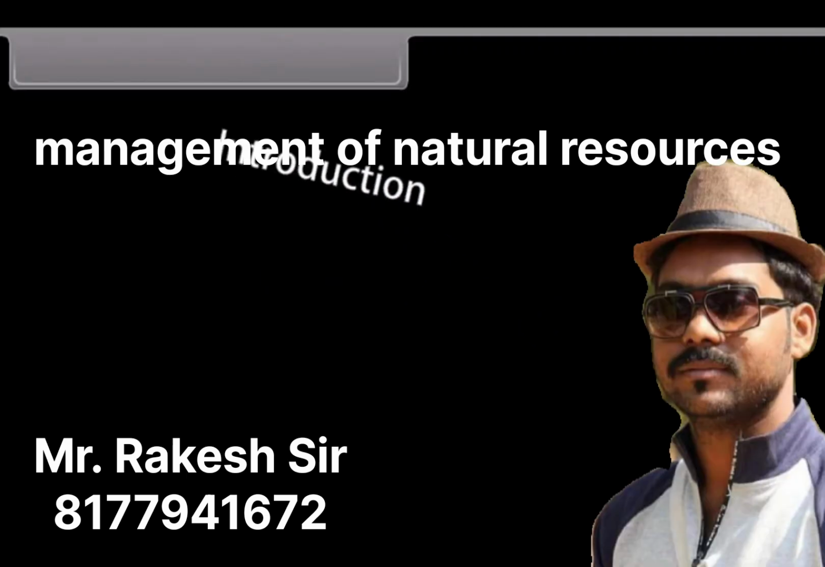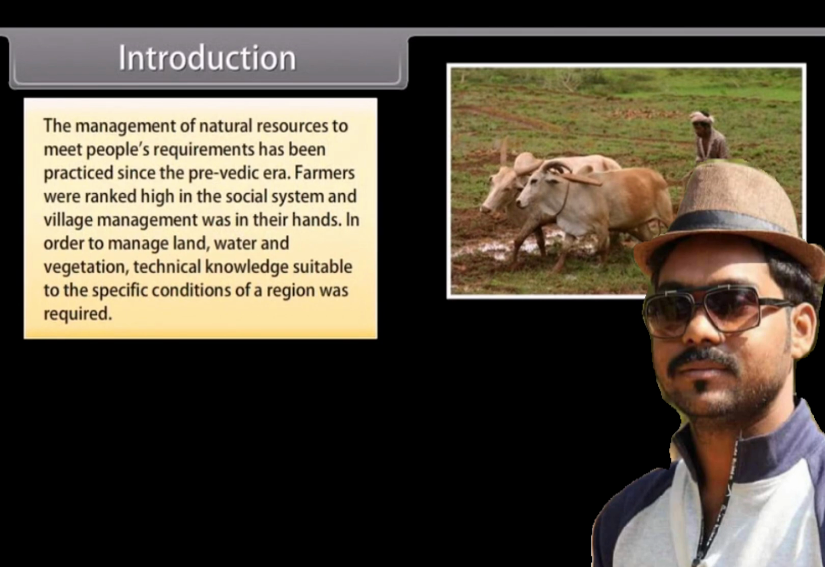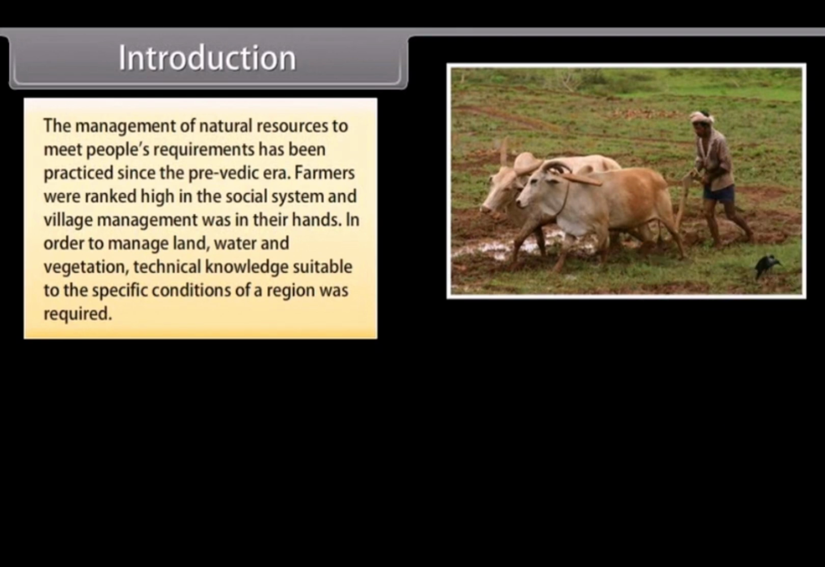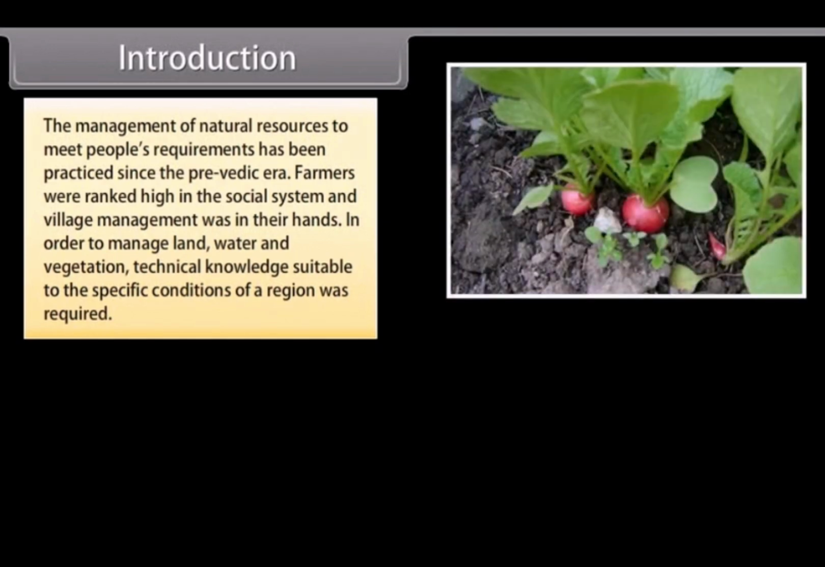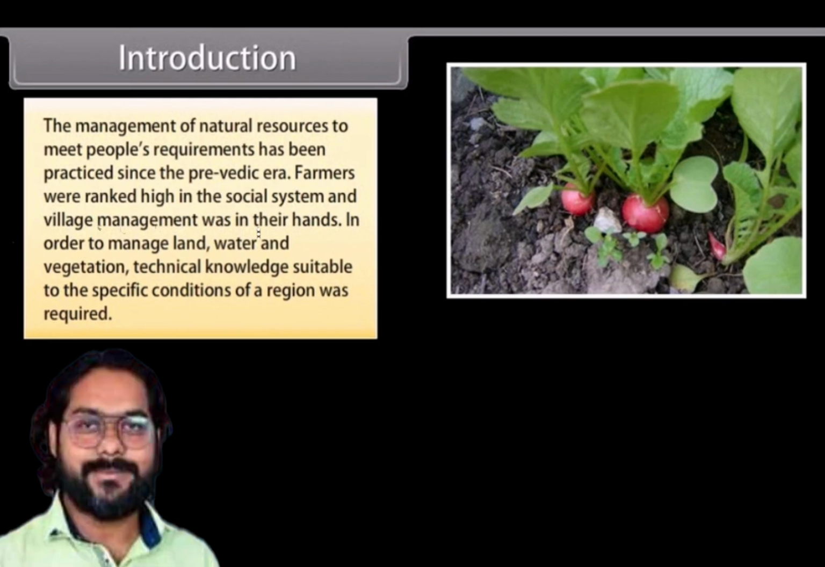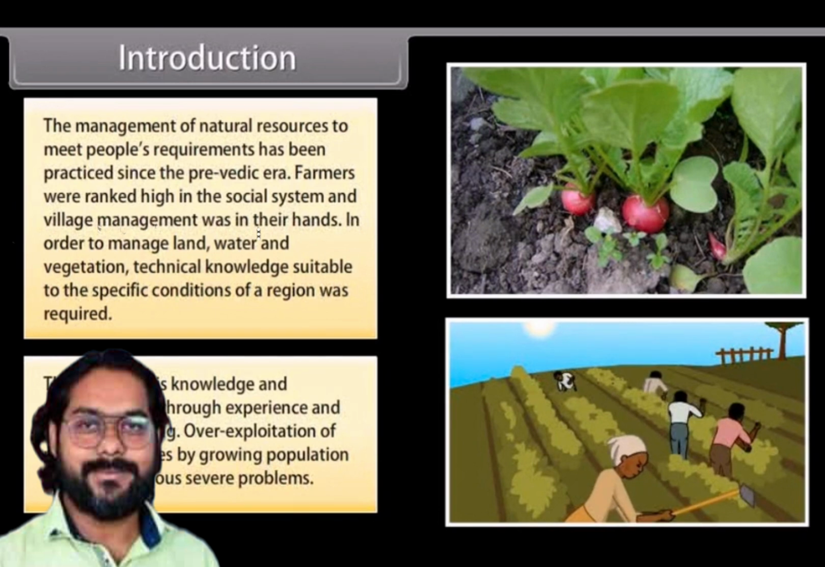Introduction. The management of natural resources to meet people's requirements has been practiced since the pre-Vedic era. Farmers were ranked high in the social system, and village management was in their hands. In order to manage land, water, and vegetation, technical knowledge suitable to the specific conditions of a region was required. They gained this knowledge and developed skill through experience and learning by doing.